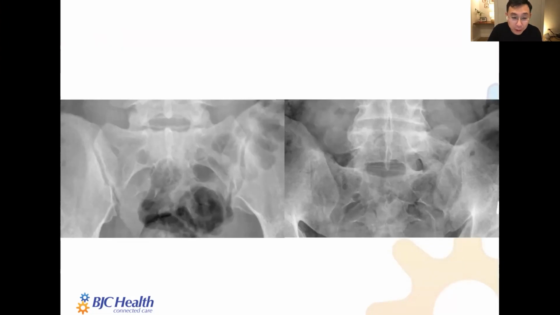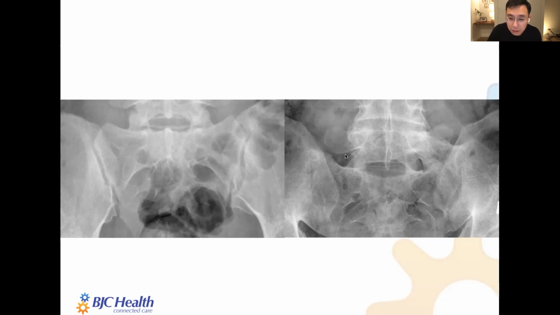Now, an X-ray of the same structure, the sacroiliac joint. We've got the sacrum and the ilium. All right, so we've got the joint. On the left side is a healthy sacroiliac joint. You see the lining of the bone very clearly. You see the gap in between, right? You see that that's very clear.